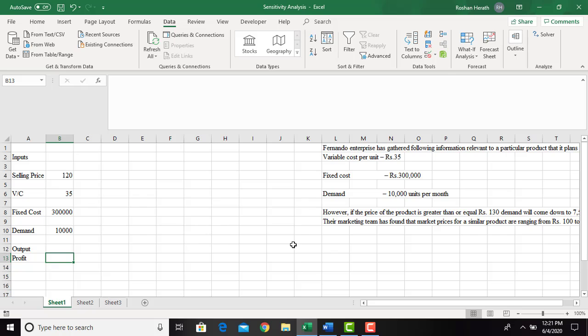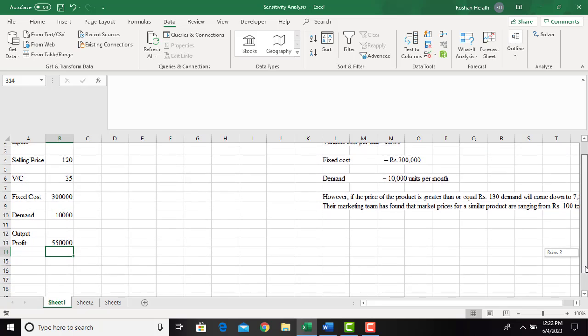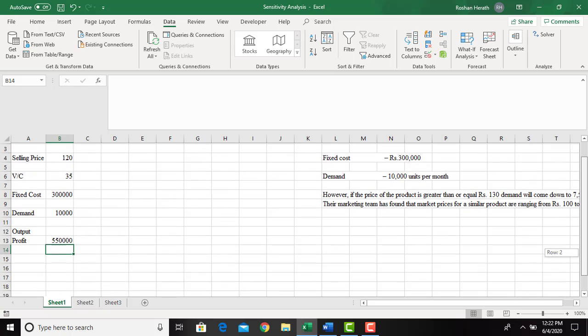Now let's go to the output and let's work out the output. So it's the profit. How do you take? You may take the selling price minus the variable cost, then you may multiply this by the demand and you may deduct the fixed cost out of that. Then you would get the profit, 550,000. That is your output, depending on the given information.